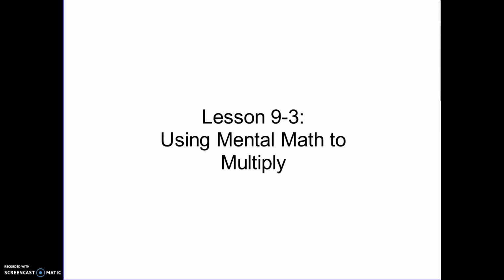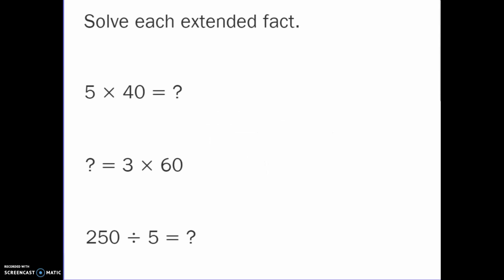But first, get out that whiteboard marker and eraser, because I've got a few problems that I want you to work on. Solve each extended fact. 5 times 40, what equals 3 times 60? And 250 divided by 5 equals what? See if you can figure out the answers by using their basic facts. Write your answers on the board, then come back and we'll talk through the problems together.